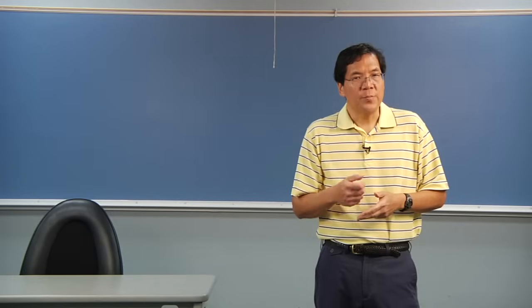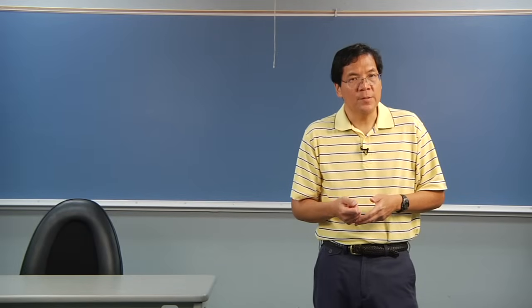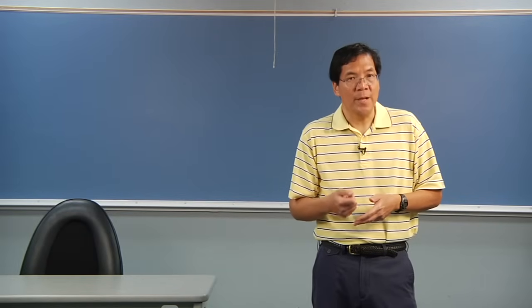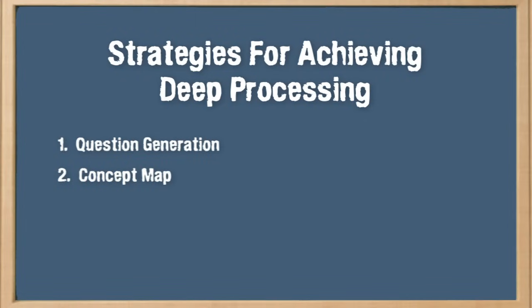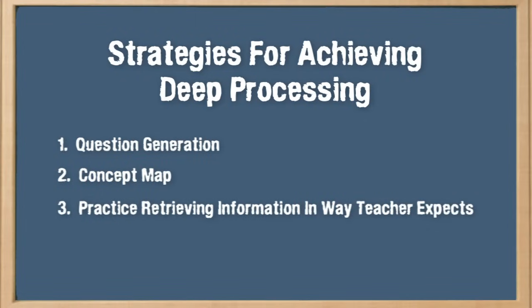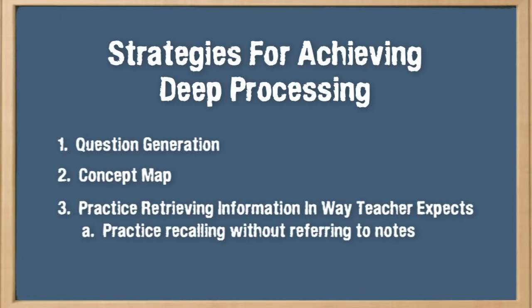The third method is to practice retrieving and using the information in ways that your teacher expects you to be able to do. There are really 2 parts to this study strategy. The first part is to practice retrieving the information without referring to your notes and book. So close your notes and book and just practice retrieving the information. Explain it to someone else or write it down.